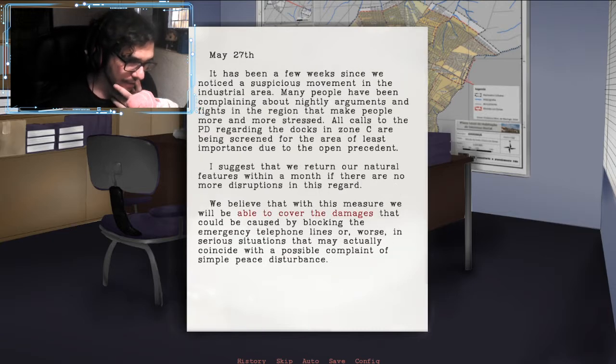Okay, so let me see. Let me go back through this again. Okay, suspicious movement, industrial area, not the arguments and fights in the region. Like people more and more stressed. You know, the more and more stressed could connect to the Genovese syndrome that they're talking about in the last report, in the 5th file. Month. Okay, I don't know if I must be missing something. Okay, Zone C, it's not interesting for me right now. I don't need Zone C at the moment.